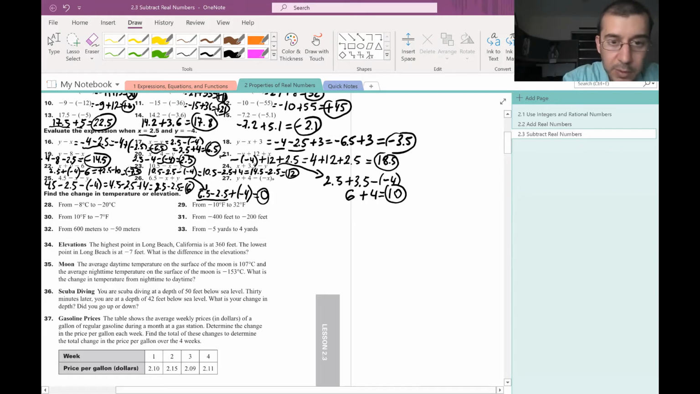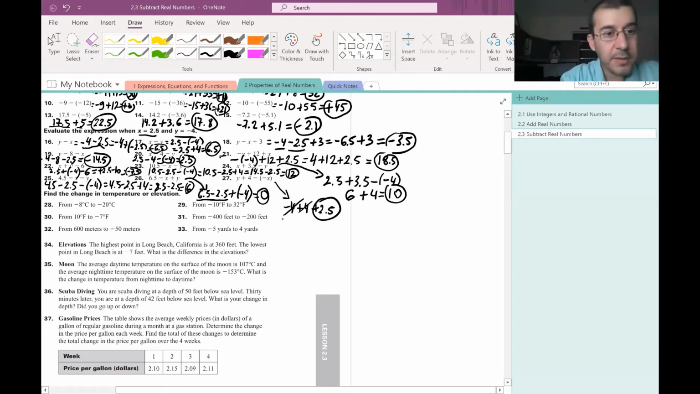And the last one, 27 of this section here, this small section. So we have y, which is minus 4, and then plus 4. They cancel out, right? And then minus x, that's plus x. And x is 2.5. So these cancel out. So the answer is just 2.5.